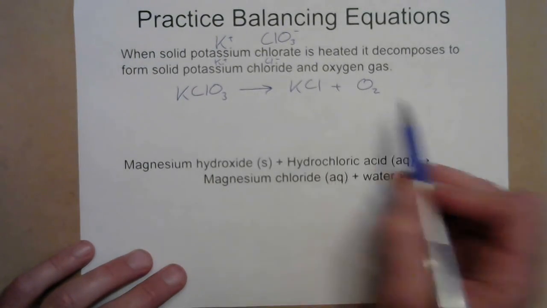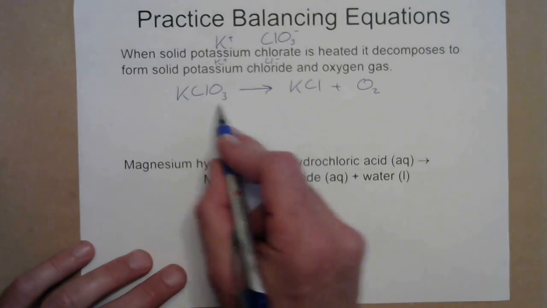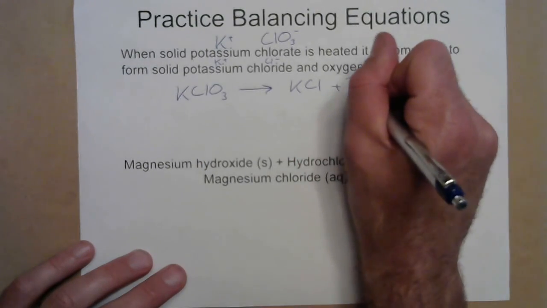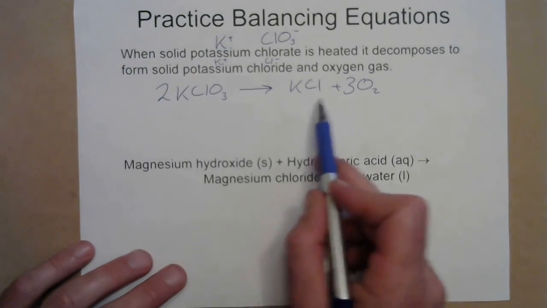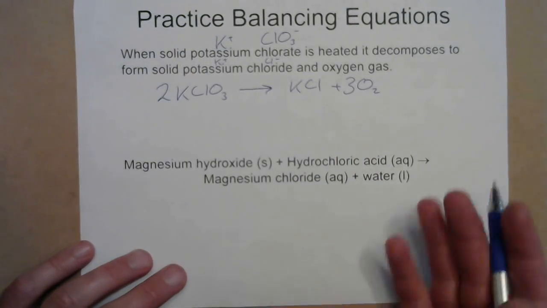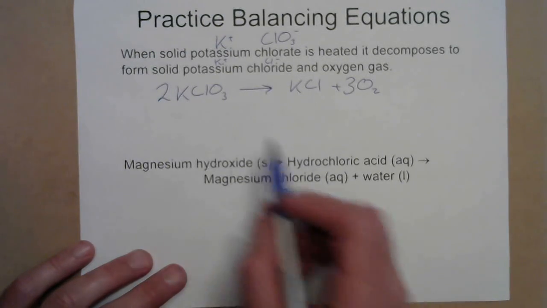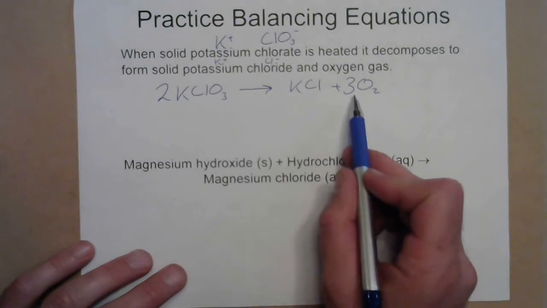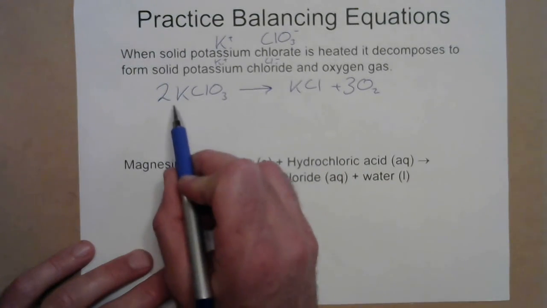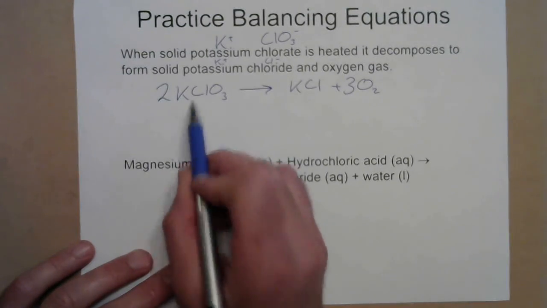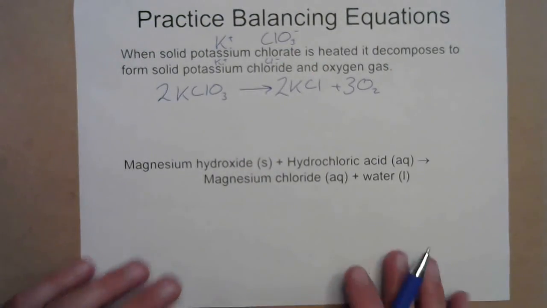3 oxygens and 2 oxygens. So kind of a common pattern when you have 3 and 2. You're going to need to put a 3 here and a 2 there. Notice that I got all the formulas correct first for the compounds. I'm not going to change the formulas. Now I'm going to add coefficients to balance it. When I put the 3 and the 2 there, I changed some of my other elements as well. So now I have 2 potassiums and 2 chlorines. So I'll need to put a 2 there to balance those.